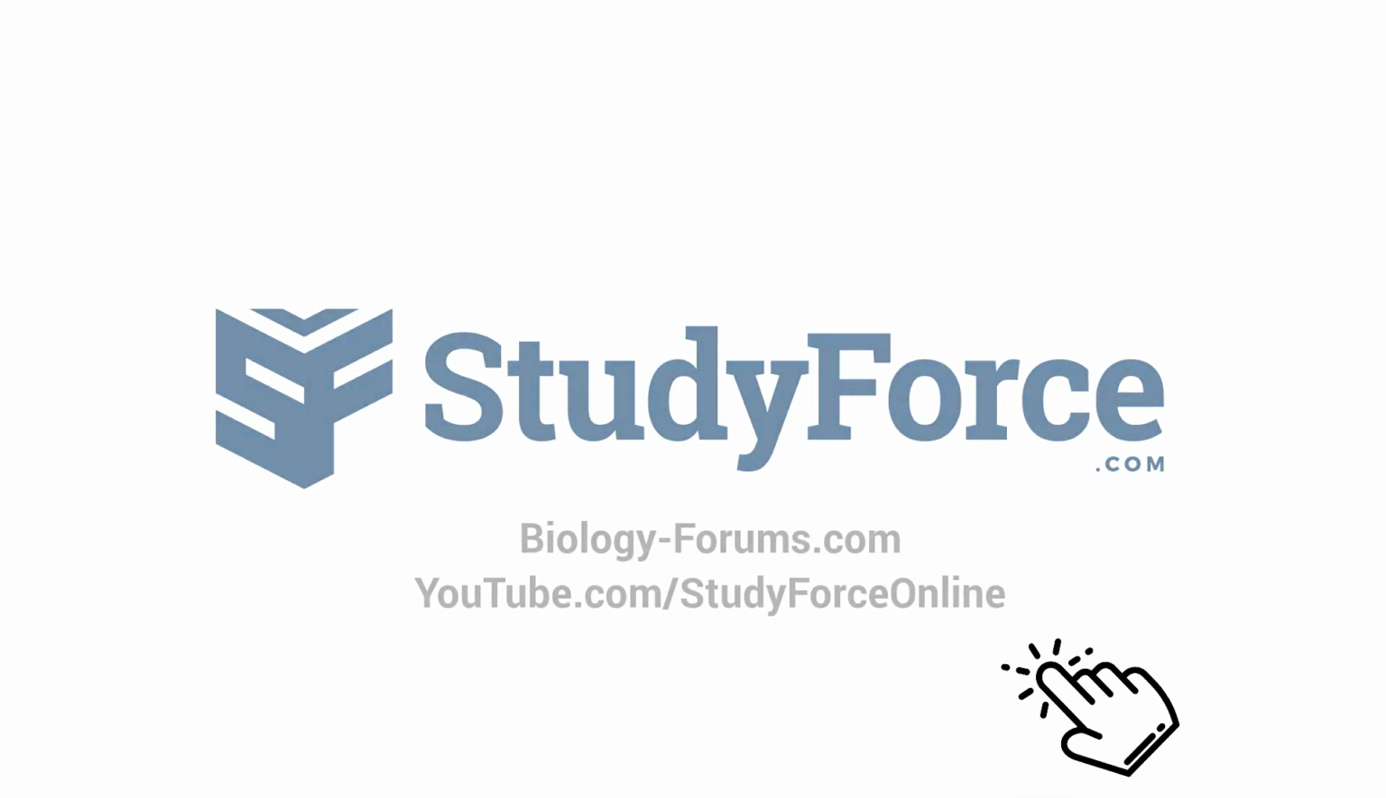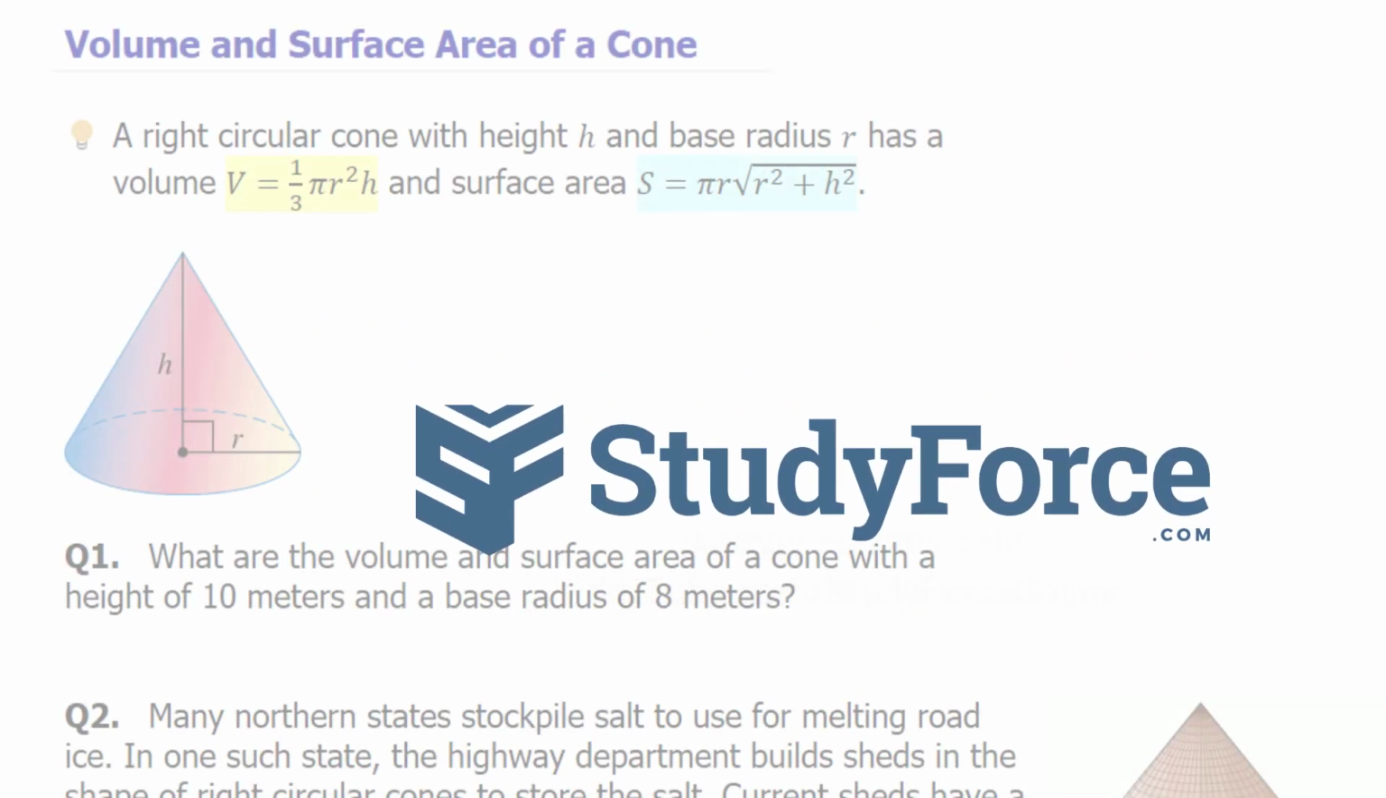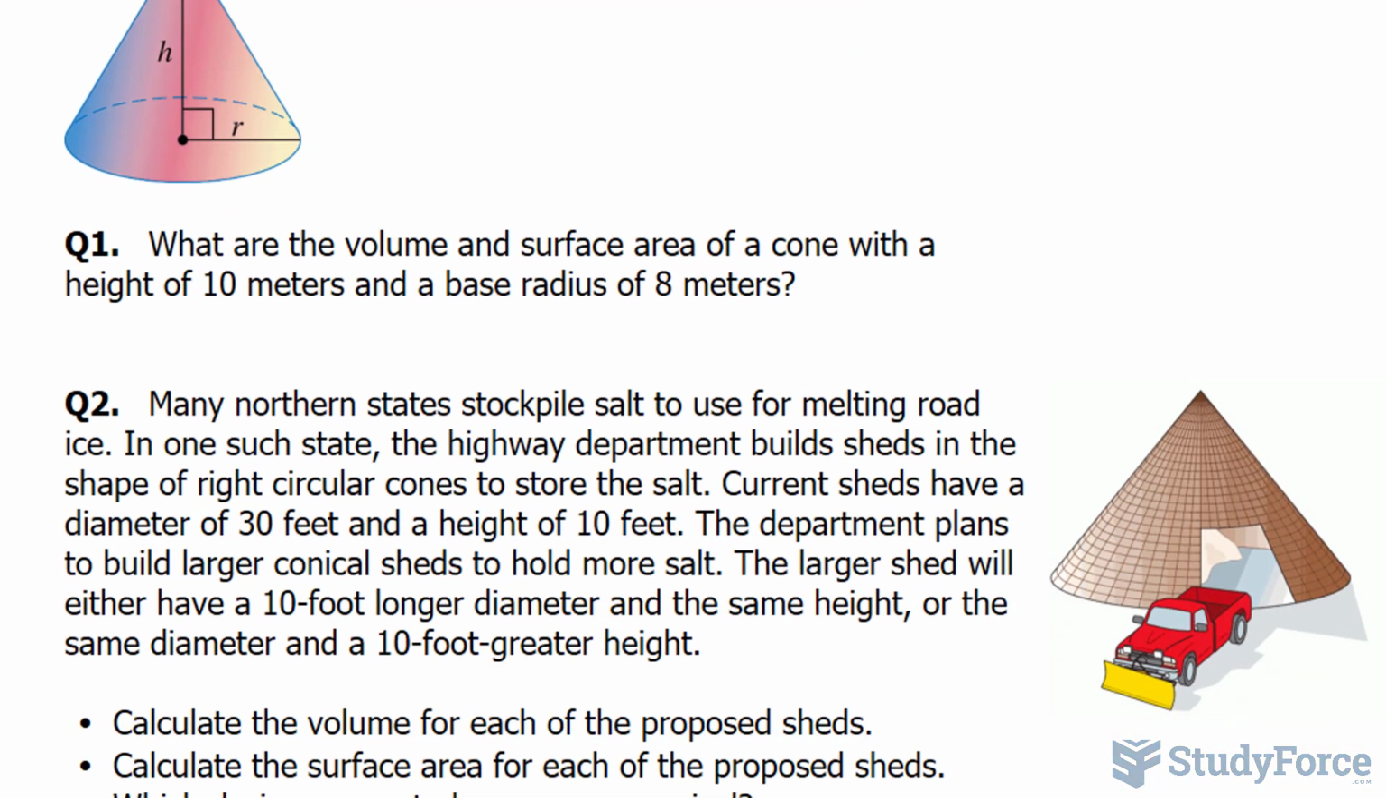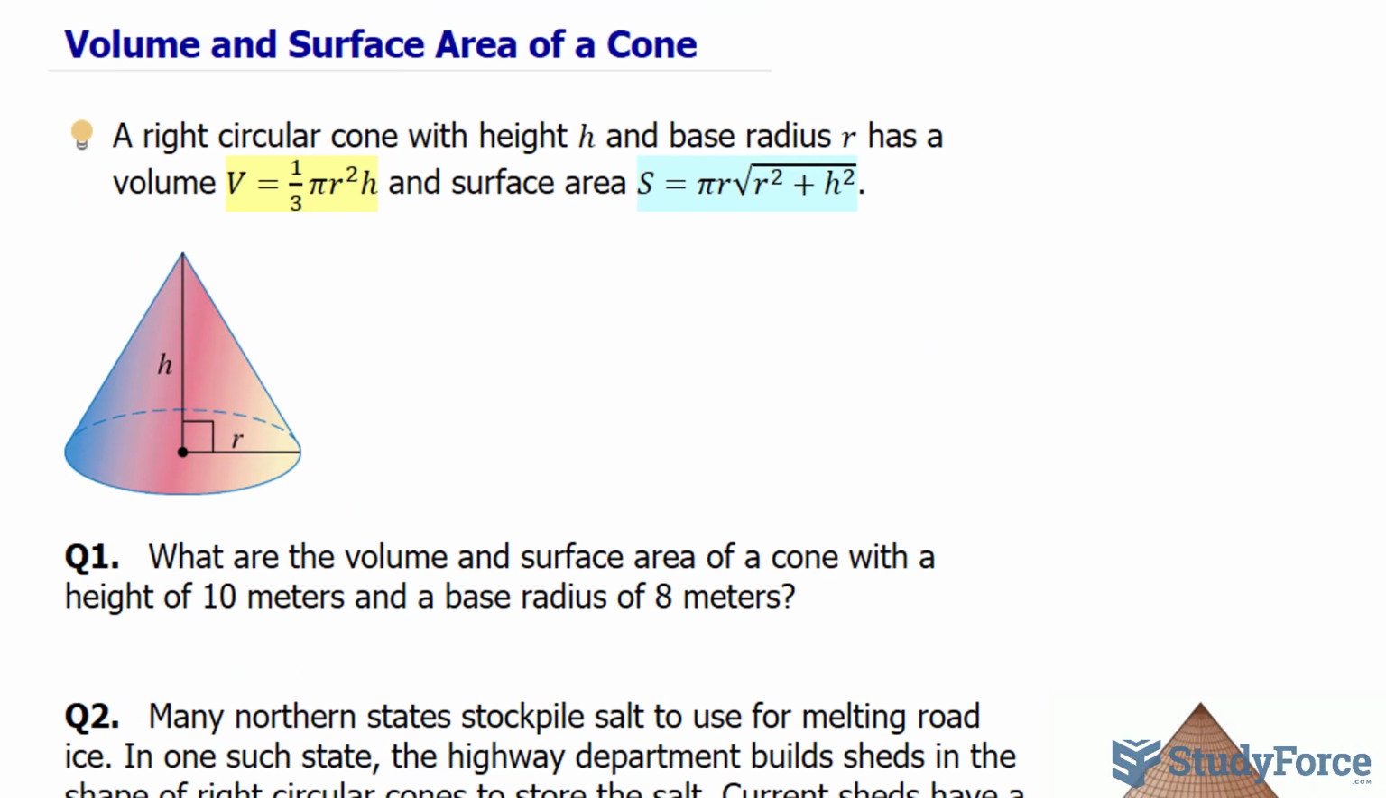In this lesson, I'll show you how to calculate the volume and surface area of a cone. I've prepared for you two questions shown on your screen, but before we answer, let's discuss the types of formulas we'll be using. For a right circular cone with height h and base r, shown on your screen, finding the volume can be done using this formula, and the surface area using this formula.